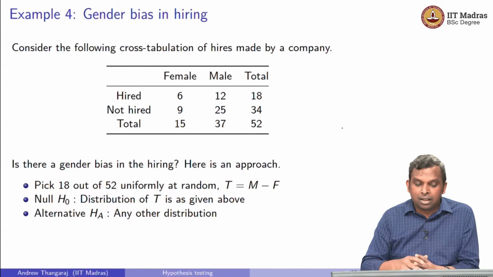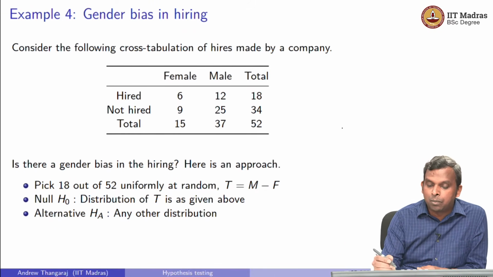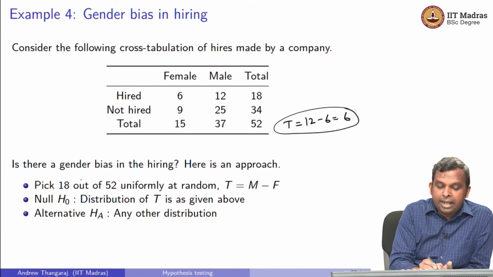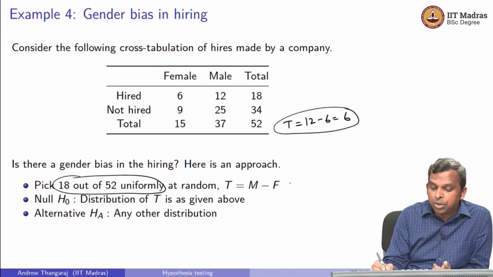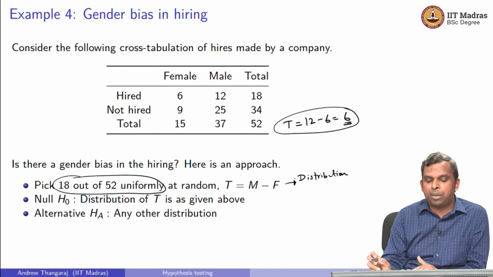Or, if you look at the number that you actually got in this sample, what is m minus f in this sample? In this sample, t equals 6: 12 males hired, 6 females hired. If you pick 18 out of 52 uniformly at random, you will get some distribution related to the hypergeometric. So in that distribution, is 6 a reasonable number or is 6 an extreme number?